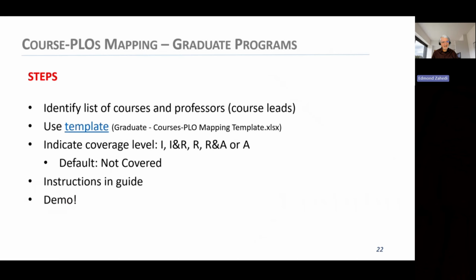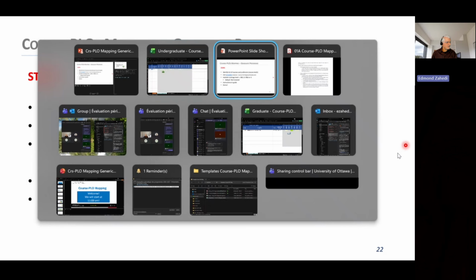So in this section, let's dive into the deliverables and tools for the graduate program. The good news is that it's almost the same. And you guess that the only difference is that the coverage levels are going to be 5 levels here. So almost the same, which means, again, you need to identify the list of courses and the list of professors who are going to determine the IRA or the IR and RA levels. Use the template. We're going to look at that in a second. Indicate the coverage level, and the instructions are again in the guide. So let's move on to the demonstration.